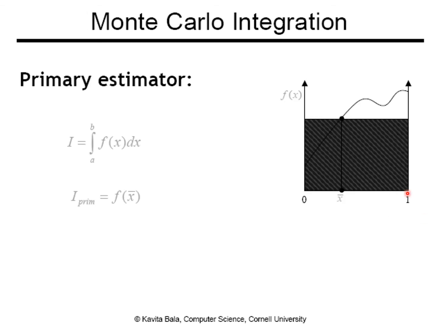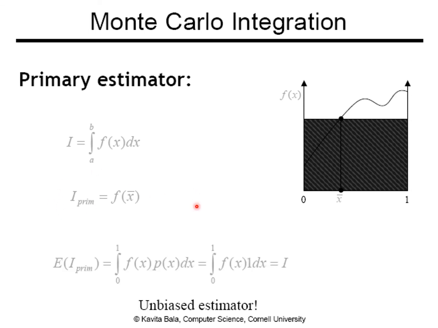Instead of that, we want to use some sort of sampling approach. So now I'd like to talk about sampling approaches. Here I'll talk about the primary estimator for the Monte Carlo technique, which is nothing but using one random sample. Suppose that this is the integration function we want to compute. The primary estimator is nothing but generating a random number in the domain of this function, in this case 0 to 1. We generate just one random number x bar, and then we use f of x bar as the primary estimator.